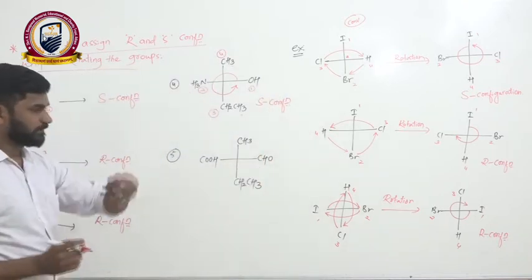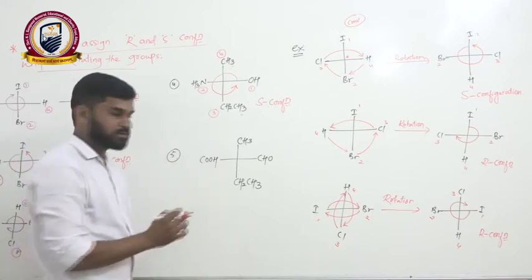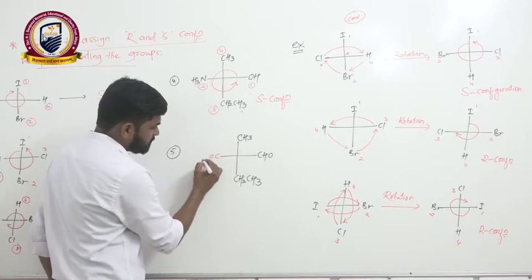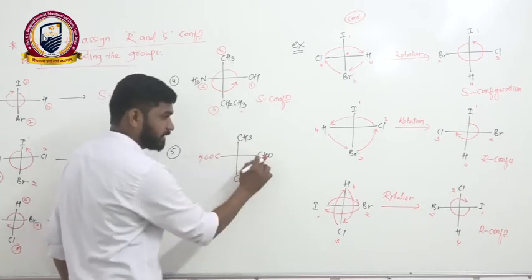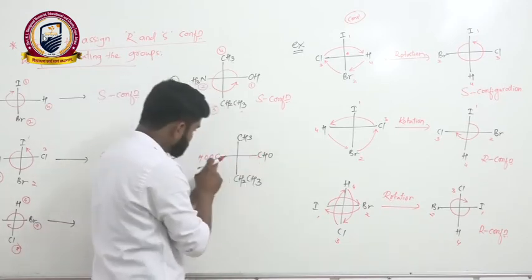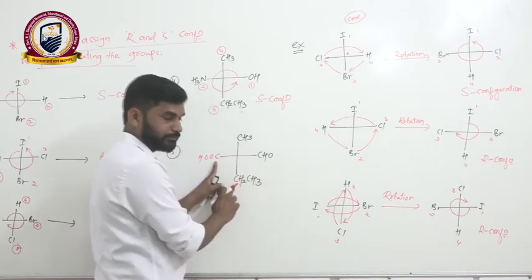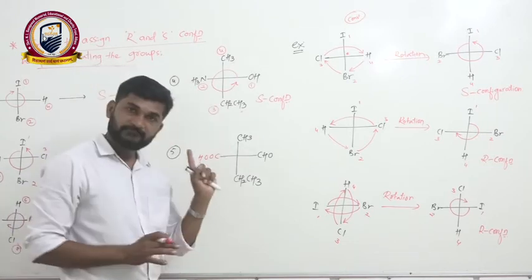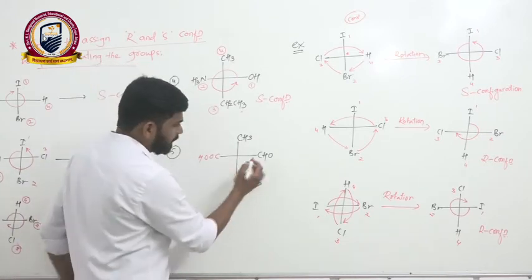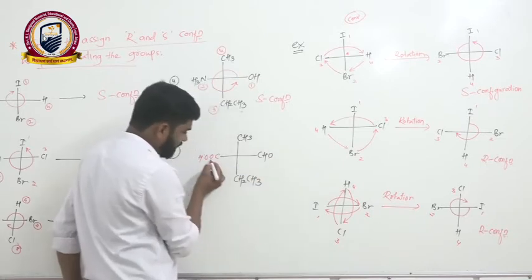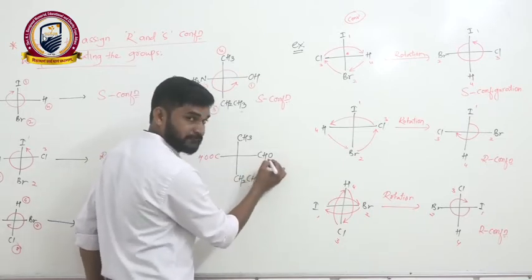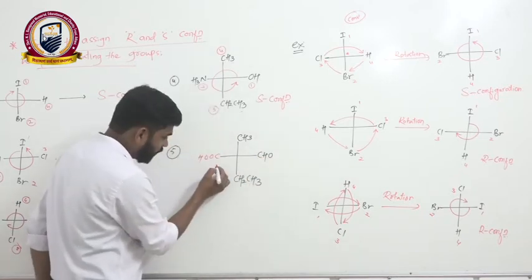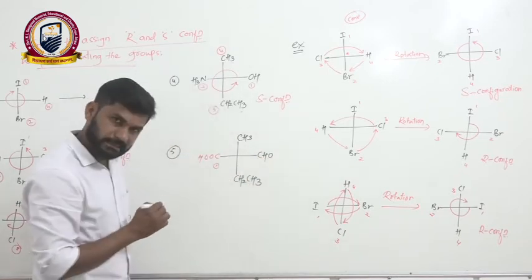Coming to this one. The first priority is given to COOH. Why? Because the first atom is attached with carbon. Next is oxygen, oxygen, then hydrogen. Here also same carbon, here also same, so all 4 groups have the same first atom. That's why we have to go for the next atom. In this case, the next is oxygen. Here also next is oxygen, COH it can be. And in this case, next is hydrogen. But here next is oxygen. Therefore, the first priority is given to the carboxylic acid group.